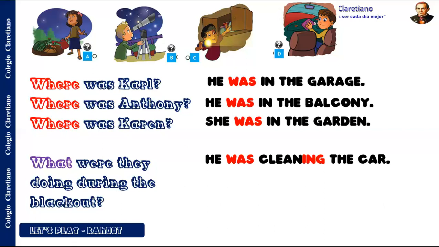Okay. Good. Let's see. Kevin, please, my friend. Kevin, tell me, what was Anthony doing? He was in the balcony. Can you repeat, please, Anthony? My friend Anthony in the song. What was Anthony doing?